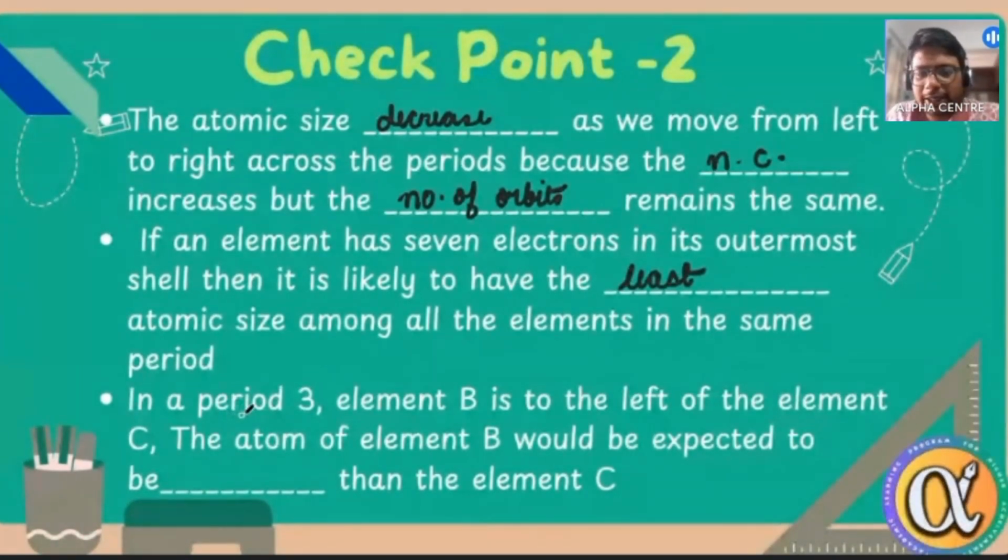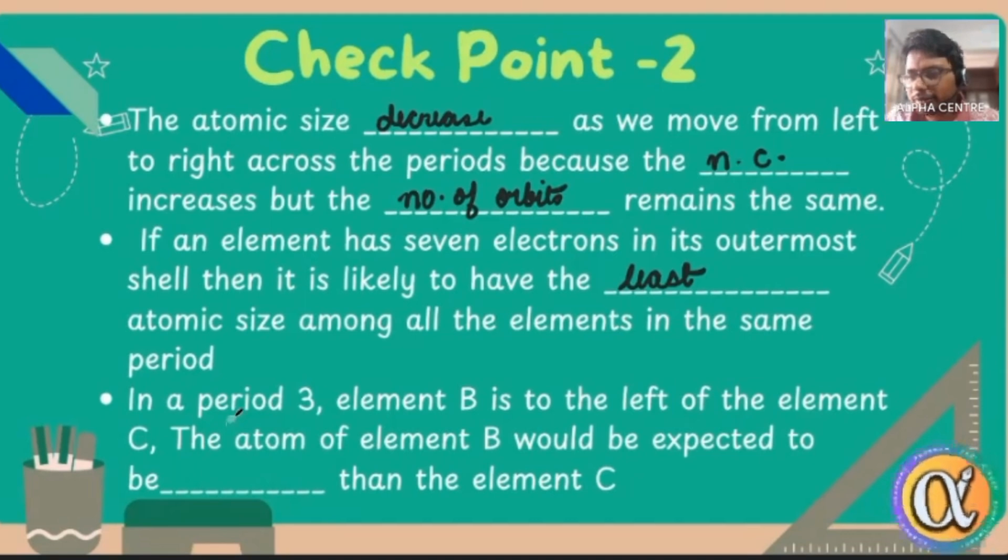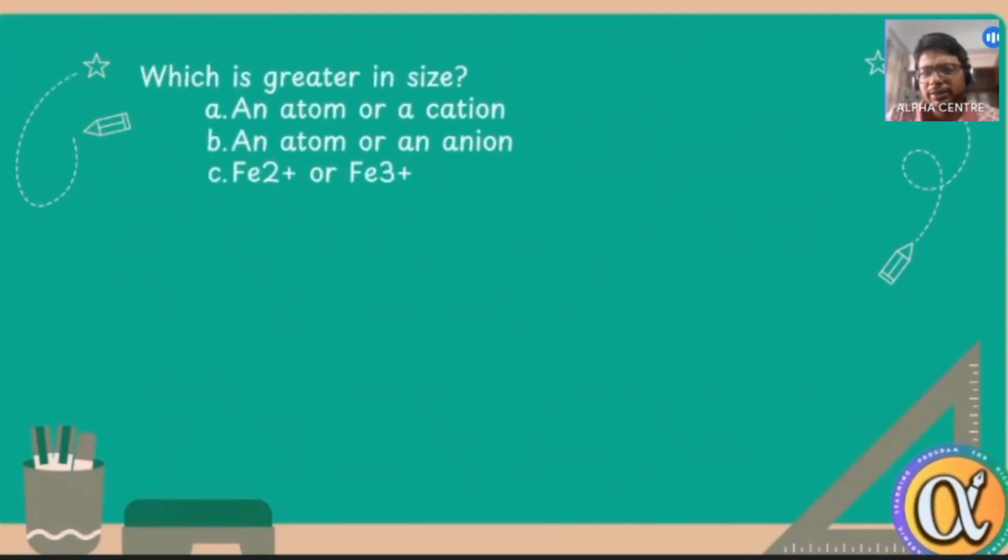In period 3, element B is to the left of element C, in the same period. The atom of B would be expected to be bigger or smaller? Bigger than C. Correct? So such questions might come on this. Just a last set of questions on atomic size.